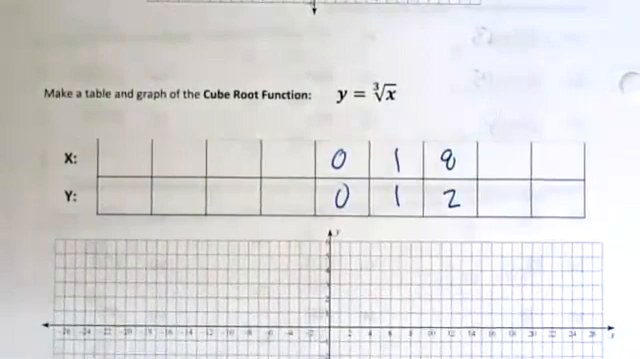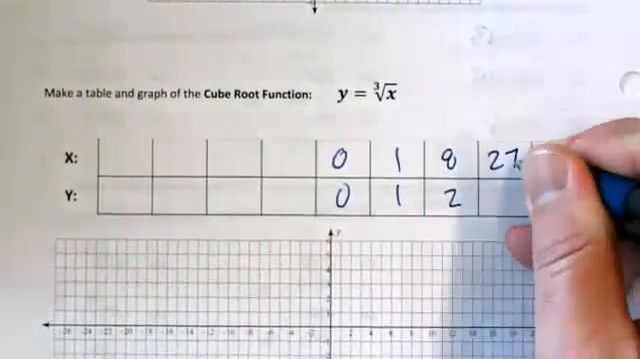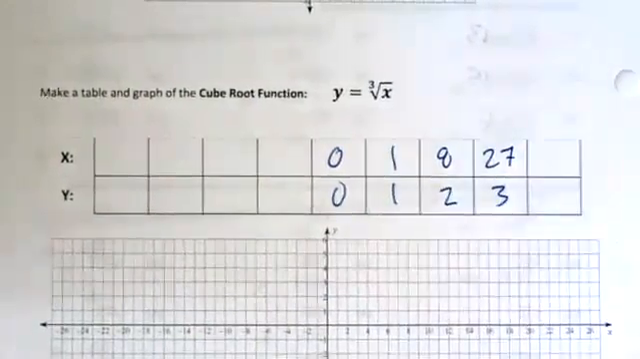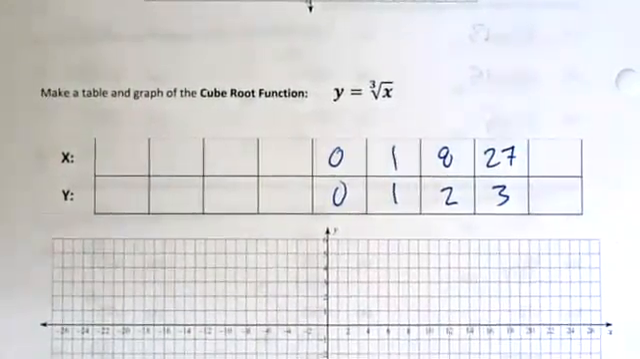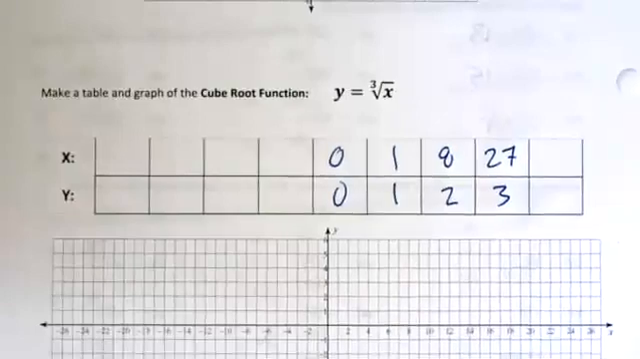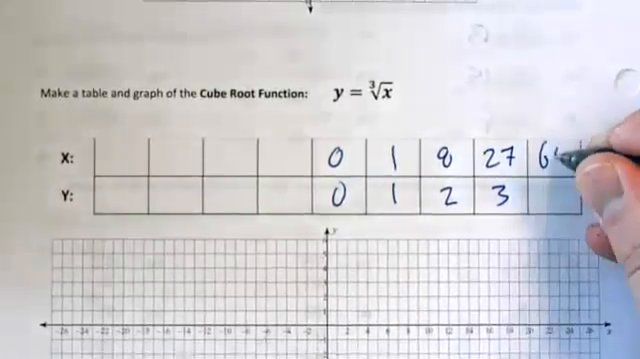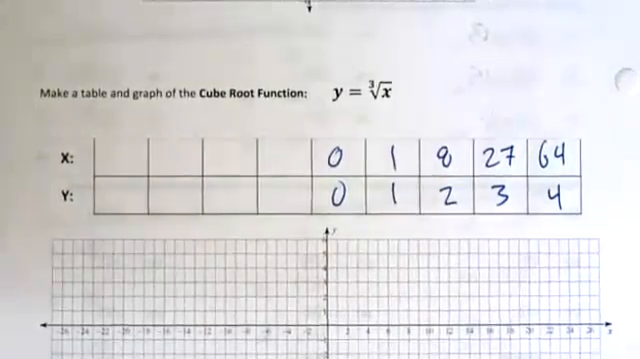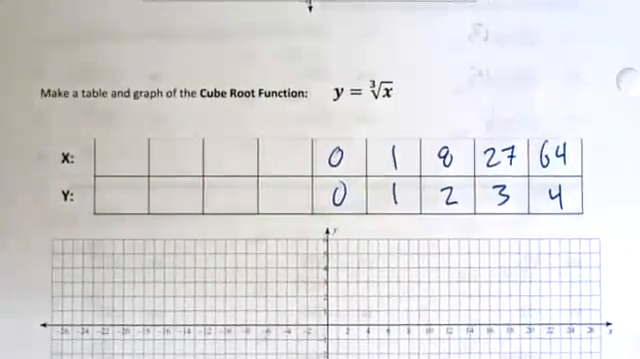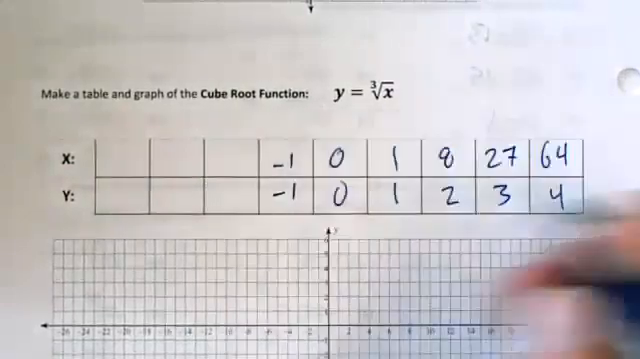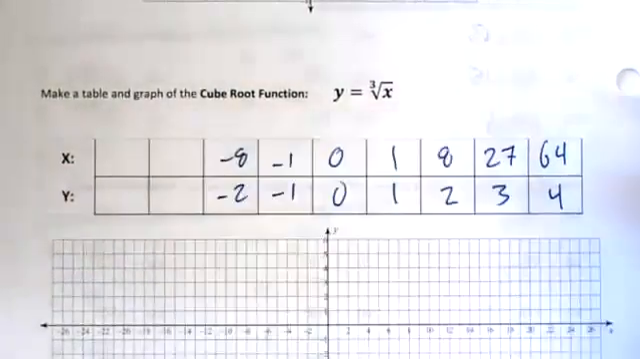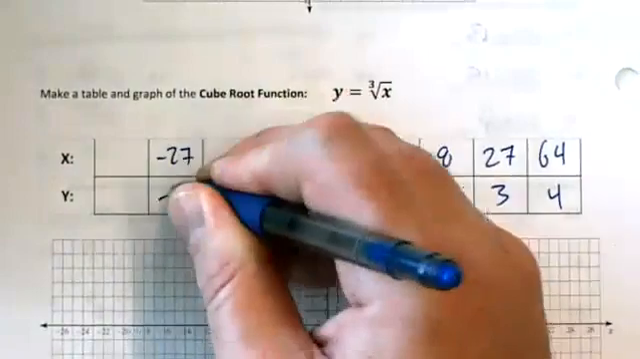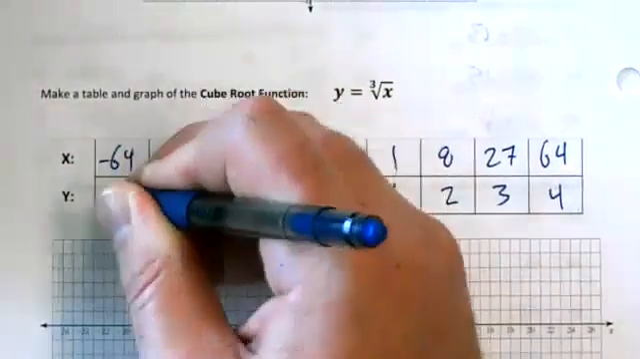And anybody know what the next one is? 27. What's the cube root of 27? 3. Anybody know what the next one is? It's 4 times 4 times 4, which is 64. Good for you. And it turns out with cube roots, we can just reverse those also. So -1, -8 with -2, -27 with -3, -64 with -4.